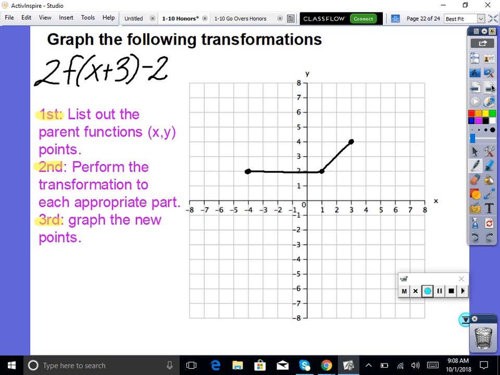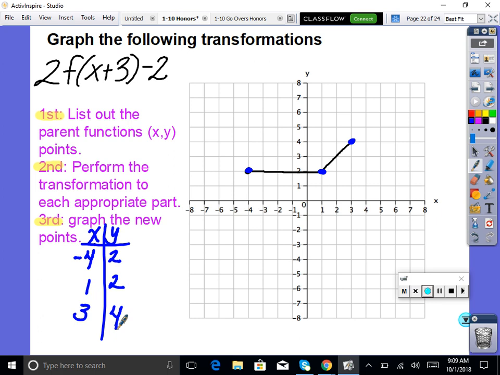So what are my parent function points? This is the parent function, so you would just write down, well, my parent function points look like this, x, y. So that would be over negative. Let's just pick some points on here. Like that point, and that point would allow me to recreate this graph. So negative 4 up 2. Then we have a over 1 up 2. Then we have an over 3 up 4. These are the parent function points.